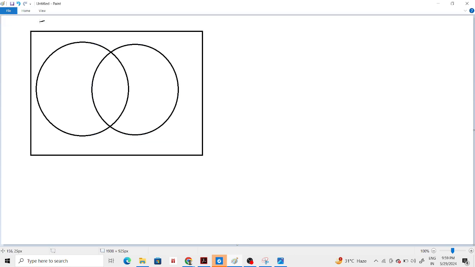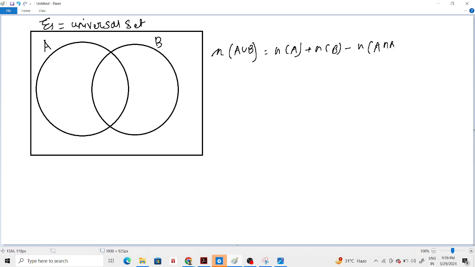So this box is called the universal set. It has everything. And these two are the two sets. Say this is A, this is B. A represents the percentage of A and B represents the percentage of B. So n of A union B is n of A plus n of B minus n of A intersection B.